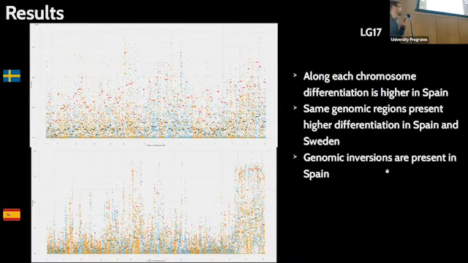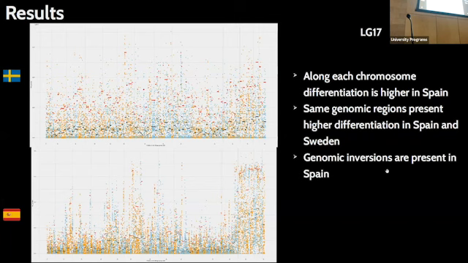Now what I'm going to do is zoom in chromosome by chromosome, and look at one chromosome. I took chromosome 17, or linkage group 17, because this one has the best figures I have. If you look at the top graph, the y-axis is genetic differentiation. It goes from 0, so no differentiation, to 1, completely different allele frequency.